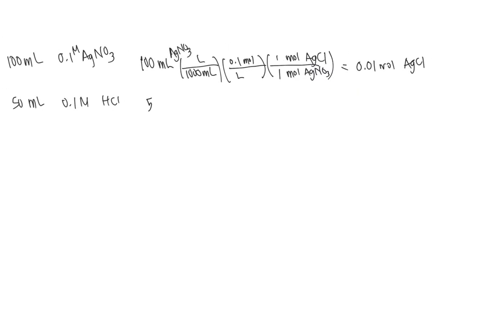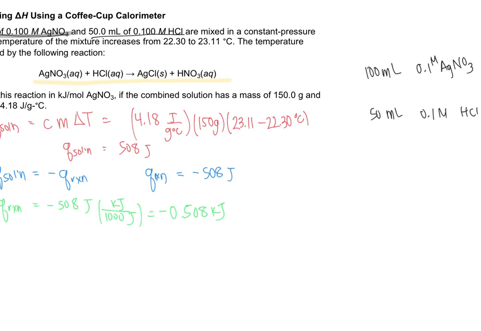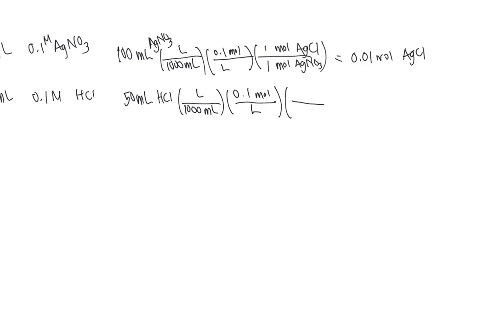Let's do the same thing with the hydrochloric acid, 50 milliliters of it. We're going to go from milliliters to liters. Same concentration, 0.1 molar. It won't always be, so this is why it's good to practice. And then we go to our reaction, 1 mole of HCl for 1 mole of the silver chloride. Okay, so plug that in and we get 0.005 moles of silver chloride.